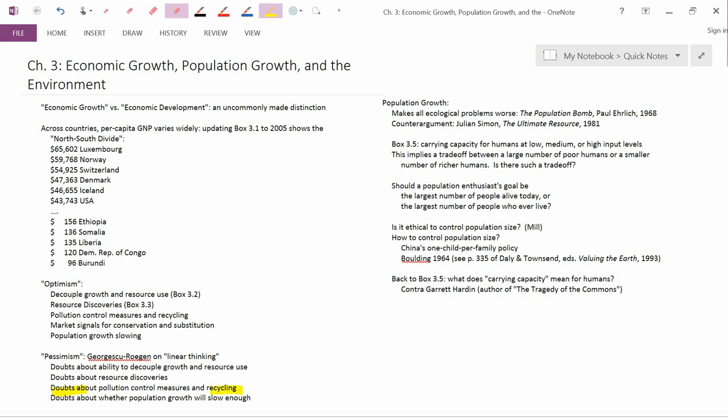How about doubts about recycling? Recycling has become quite problematic in the last couple of years. As recently as 2018, the U.S. and other rich countries sent a lot of their goods to be recycled to China. But then China decided not to import such recycling materials anymore, and it's been hard to find other countries that are willing to import stuff to be recycled, and therefore recycling has become much more difficult in the U.S. and also much more costly just between 2018 and 2020. And finally, doubts about whether population growth will slow enough, and that is a nice segue into the next section here on population growth, which is going to be our next video.